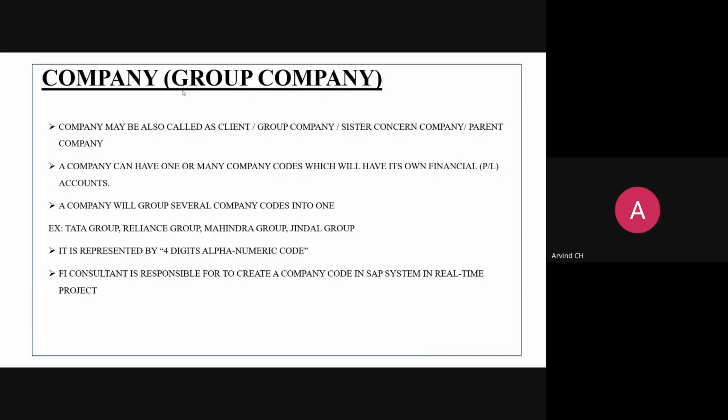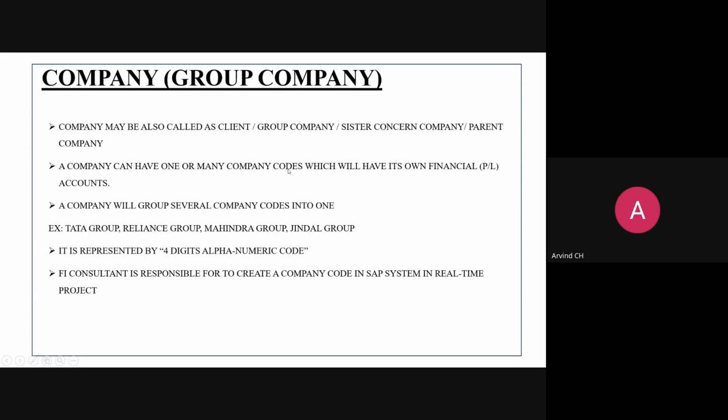Whereas company code is a legal entity. That has physical existence. But company is only the name. Under the company, you will have company codes. Let us talk about the company. As I explained, it is a group company, system concern company or parent company. A company can have one or more company codes.